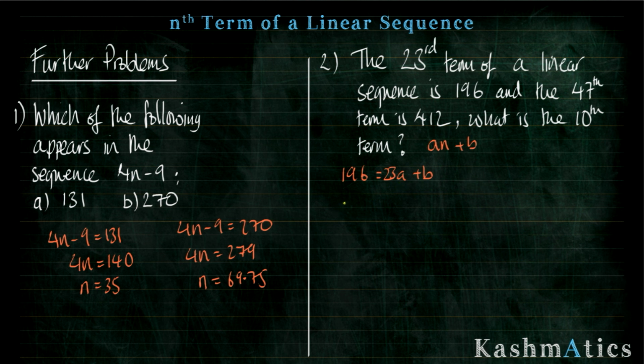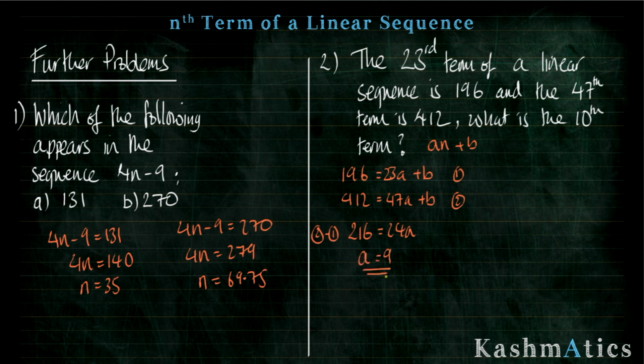Now I can do the same thing for the other term. So we know that 412 is equal to a times 47, so it's the 47th term, so 47a plus b. Okay, so this is equation 1 and this is equation 2. If I do equation 2 take away equation 1, I need to do 412 take away 196, and that gives me 216, equals 47a take away 23a, which is 24a, and b take away b cancel each other out. And if I divide by 24, I end up with a is equal to 9.